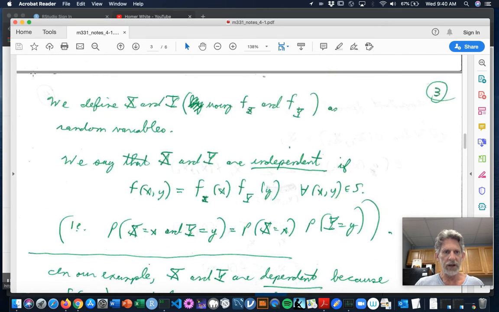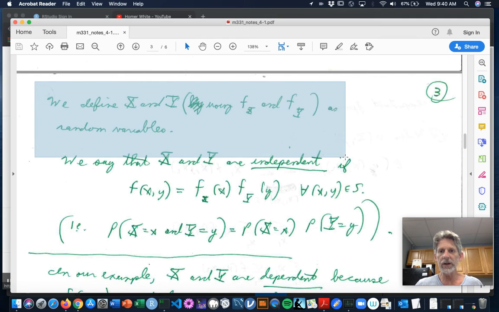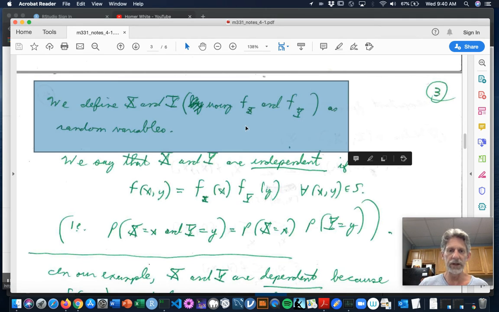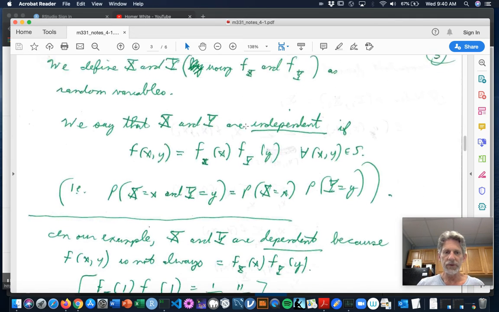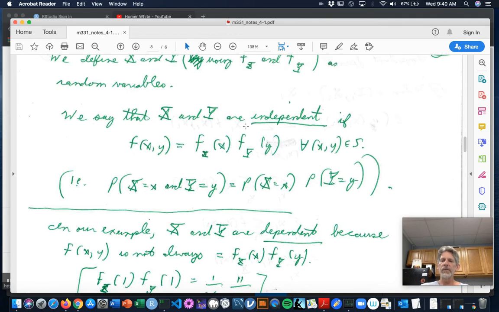So yeah, we define capital X and capital Y using the marginal distributions that we defined as random variables. Now that we know about them as random variables, let's grapple for the first time in a serious way with the idea of independence of random variables. So far, formally, we only have a definition for independence of events. But we've kind of been talking around the idea of random variables being independent of each other. Let's get honest and make a definition for it.